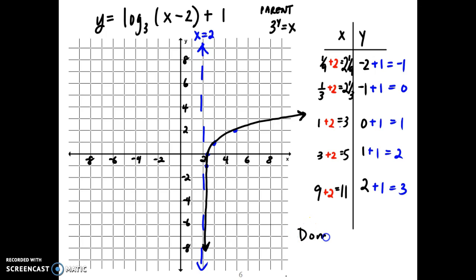And so now we need to find domain and range. The range of all logarithmic functions is all real numbers. However, the domain, because we've shifted to the right 2 units, now x has to be greater than 2. And that is the end of the graph.